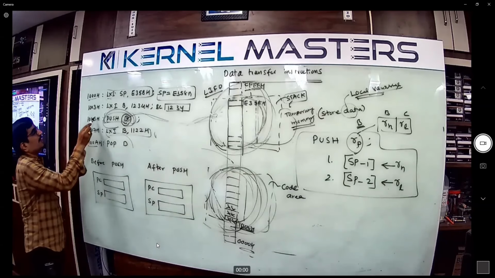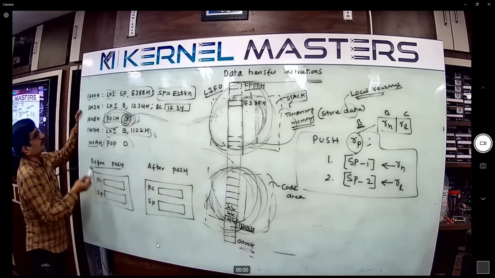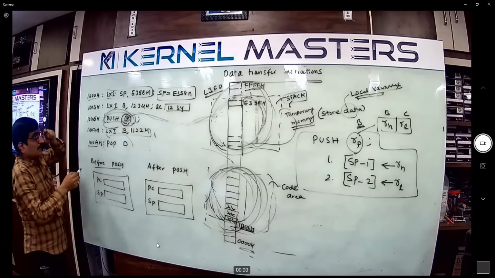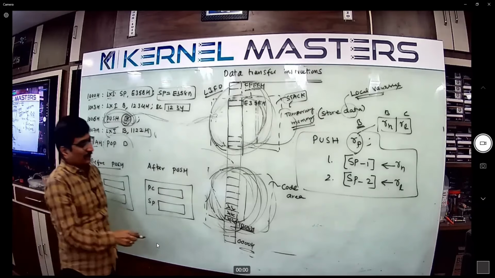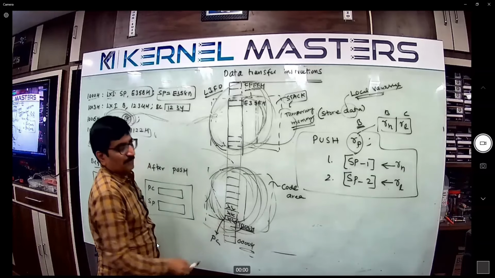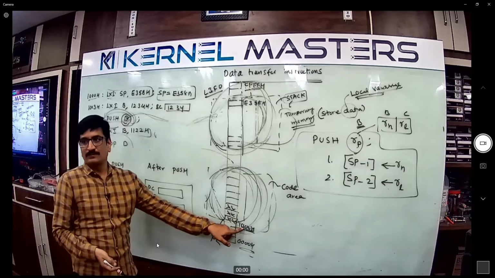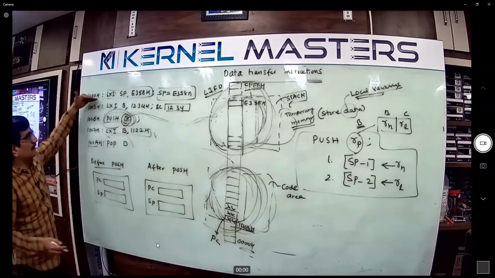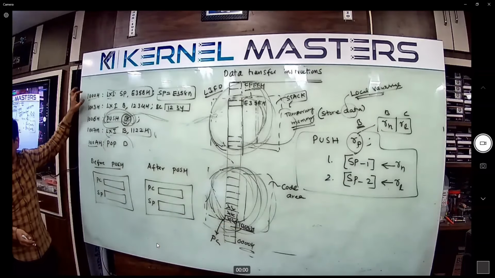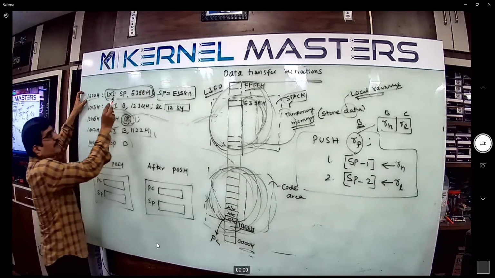Everyone listen carefully, okay? Just two minutes. Listen. Before push, you can see the PC values. Very important actually. First, the program counter value is 1000. Yes or no? Your program begins here. Yes, the program starts here. The first PC value is 1000.